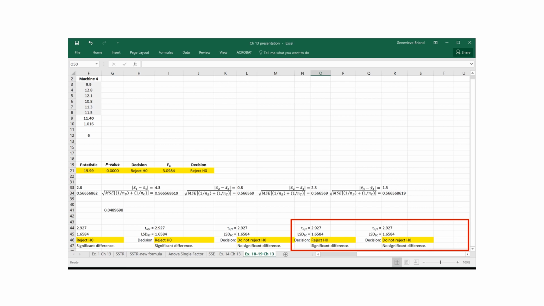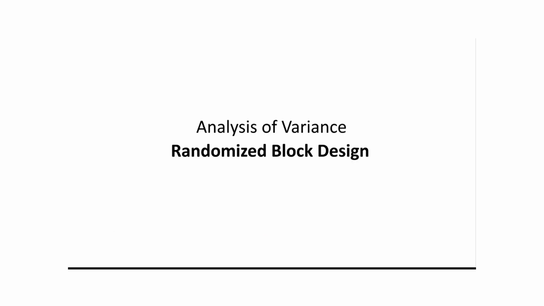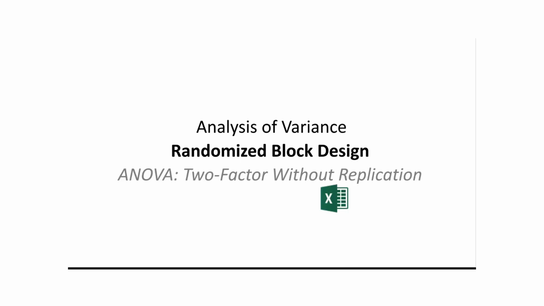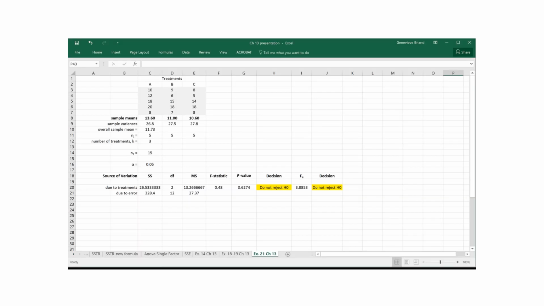So this ends this section of our presentation on analysis of variance for completely randomized designs, or analysis of variance for one factor. We now look at analysis of variance for randomized block design, or two-factor analysis of variance without replication. So for that, we'll be working with exercise 21 in chapter 13 of our text.